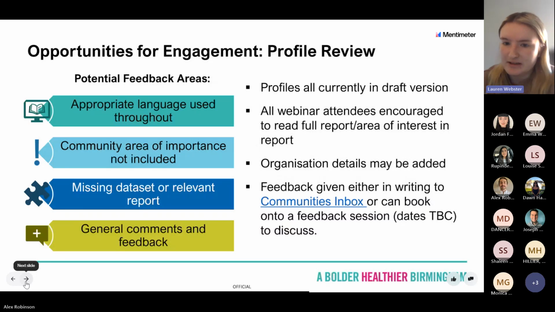The profiles are all currently in their draft version, and all webinar attendees are encouraged to read the full report or area of interest in the report. Organisation details may be added, so if your organisation works with the Arab community or you offer a specific health service for the Arab population, we can add your contact details in the report appendix with your consent. So please email the communities team at birmingham.gov.uk, and I think we put it in the chat. Feedback can either be given in writing to the communities inbox, or you can book onto a feedback session, which we will confirm the dates for, to discuss. Next slide, please.